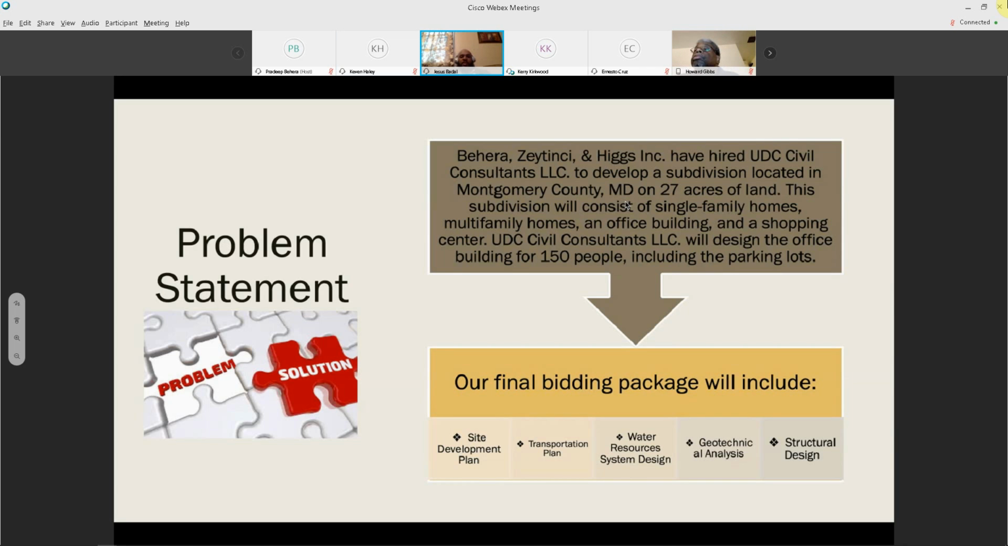So our problem statement was designed this way. Behera, Zeytinci, and Higgs Incorporated have hired UDC Civil Consultants LLC to develop a subdivision located in Montgomery County, Maryland. 27-acre land, this subdivision will consist of single-family homes, multifamily homes, and office buildings, and shopping center. UDC Civil Consultants LLC will design the office building for 150 people, including parking lots. Next slide.